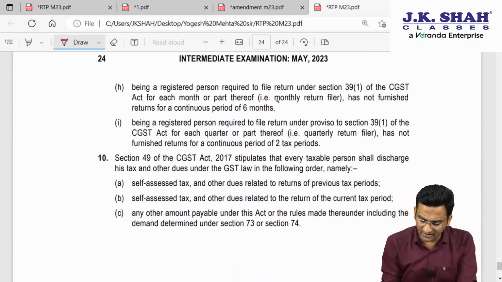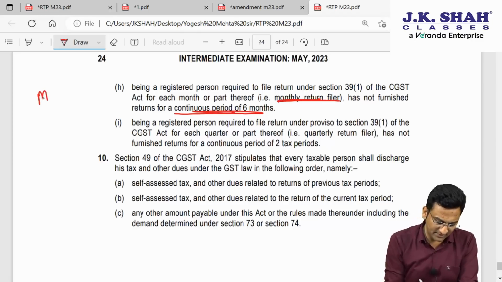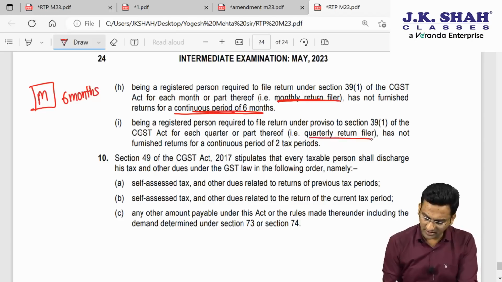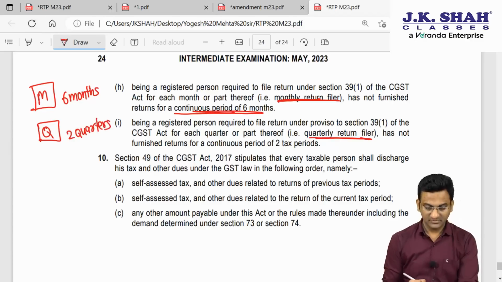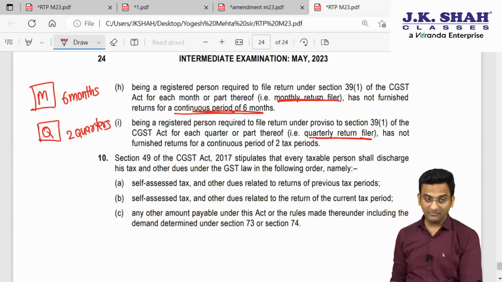if a monthly return filer does not file a return for a continuous period of 6 months. So monthly return filer does not file a return for 6 months continuously, and quarterly return filer does not file the return for 2 quarters. Then in that case, such a person is liable for deregistration.